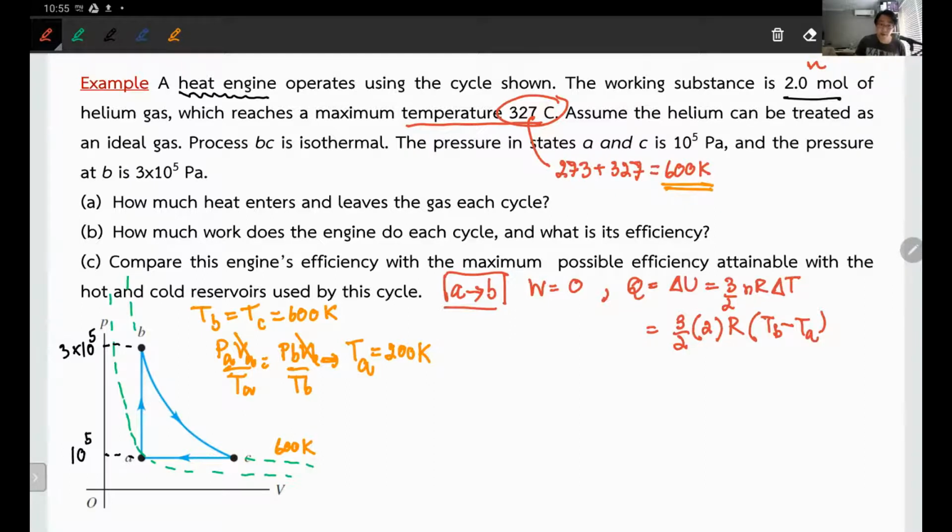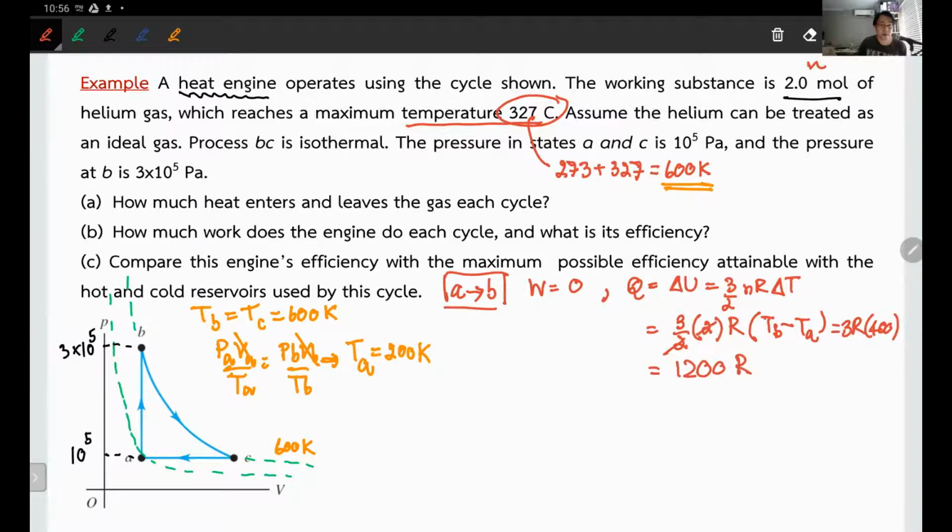Okay. And because from A to B you see that the temperature increases, you can expect that delta U must increase as well, a positive change. So what you get over here is going to be 3R times the temperature change from 200 to 600. So that's going to be 400. So the final number that you get from here is going to be 12,000 R.